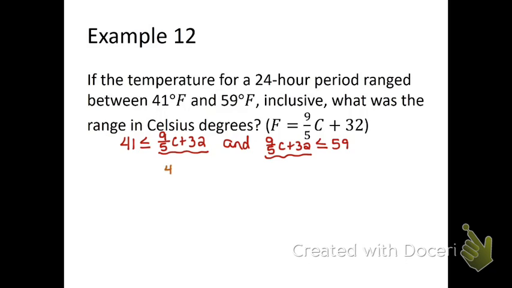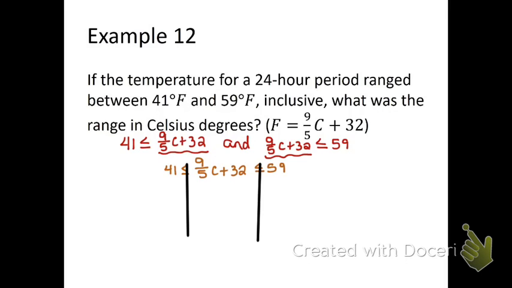So we're saying that the 41 has to be less than or equal to the 9/5 C plus 32, which has to be less than or equal to the 59. And we can work it out this way. Because just remember, even though it's got the two inequalities, it's just like if it had one. What you do to one side, you do to the other. So in this case, what you do to one side, you're going to do to all. So let's solve this double inequality here, this compound statement.